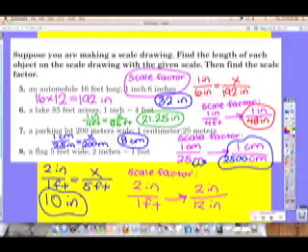So if the real train engine was 8 feet, how long would the model be? Done. Do we really need a setup for that? I'm saying that one's done. Hooray! You can do the setup. If you do the setup, do you think you'll get 1 inch? Yes, you will.